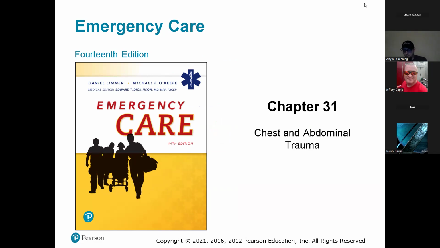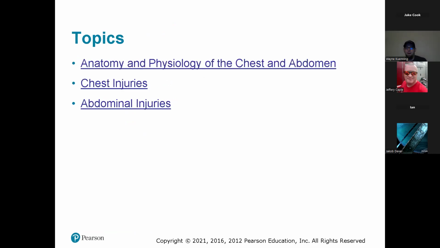Chest and abdominal trauma are probably some of the most underappreciated and most deadly things that we deal with on an almost daily basis. The anatomy and physiology of the chest and abdomen: there's so much that goes on between the pelvis and the clavicles that gets overlooked on a regular basis.